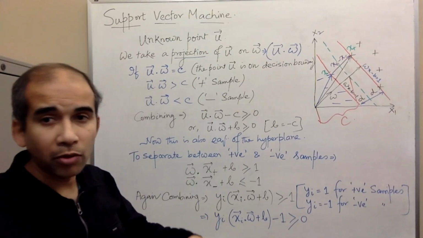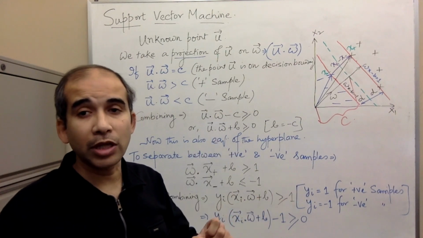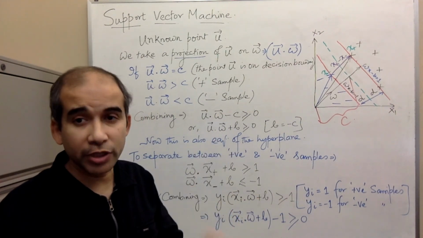What we want to do now is see the difference between two vectors, one of which is on the negative side and one of which is on the positive side of the samples.